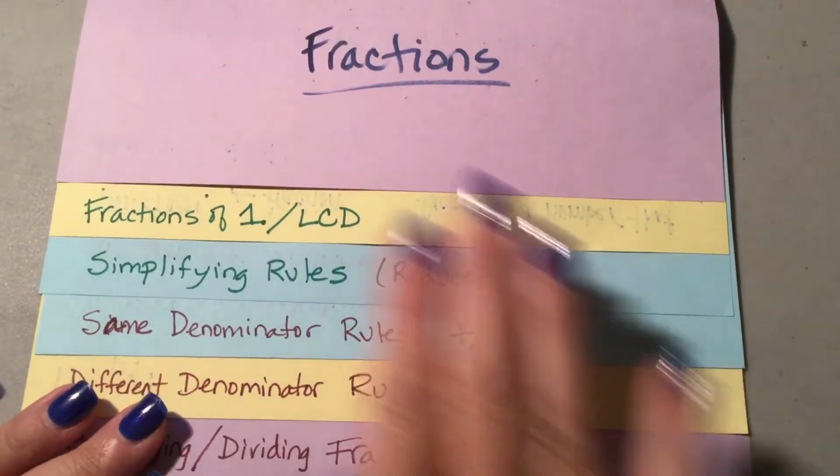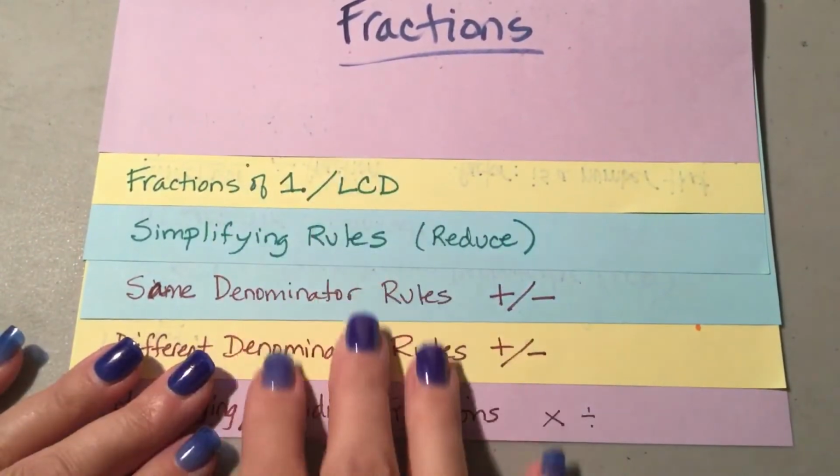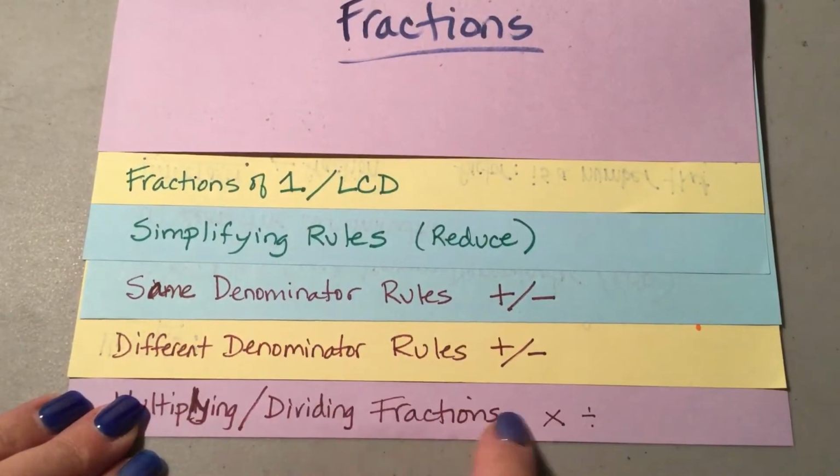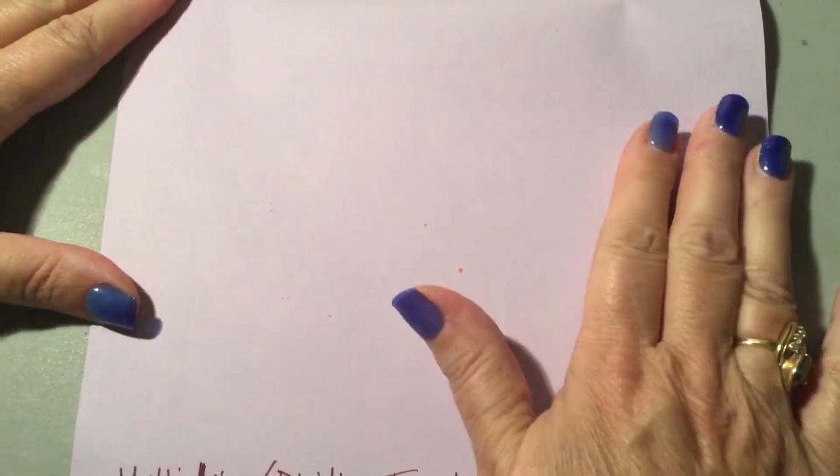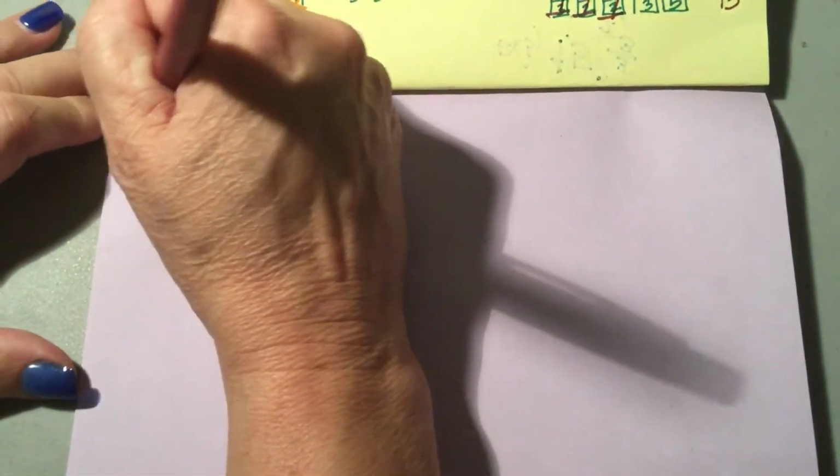Okay, final installment of our fraction book. We've talked about all of these things. We're going to finish up now with dividing fractions. So let's go to the back of our book here, and we're going to fill this area here talking about dividing. Okay, so let's write the word divide here.